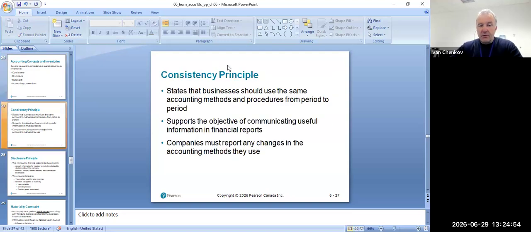One by one, consistency: the sales of the business should be the same, in support of the objective to communicate useful information. The company must report any changes in the accounting method that they use. So if you're changing from first in, first out to weighted average, you have to disclose that this is an accounting change that you have to make.